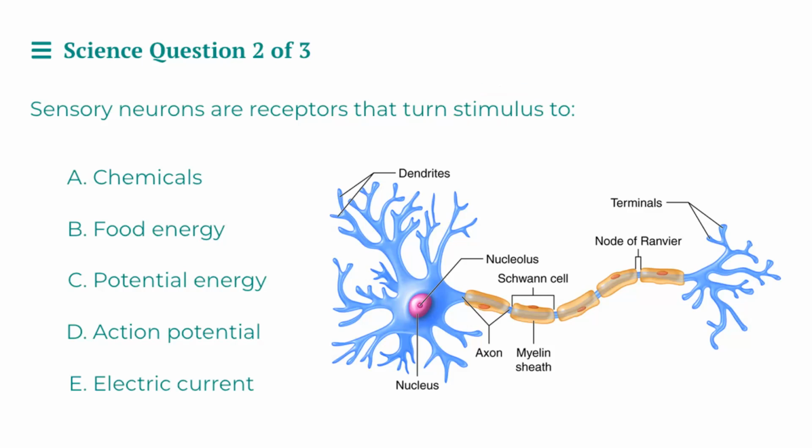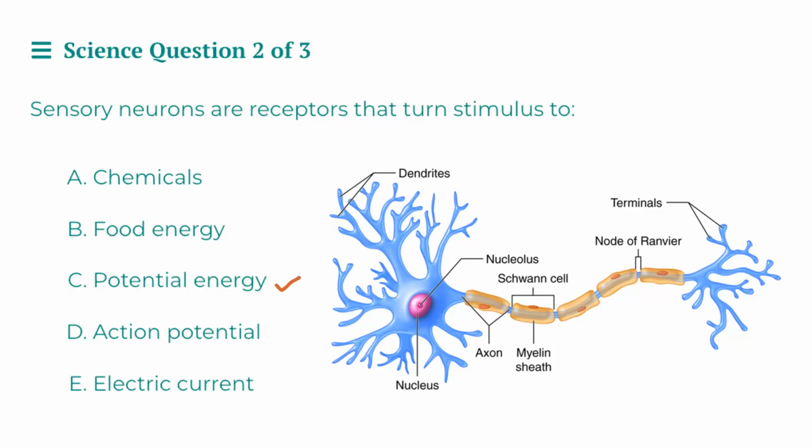So let's consider our options. Starting with chemicals. Now, those receptors may receive a chemical input that results in the conversion of a stimulus to something else, but chemicals are not what that stimulus is converted into. So A is not our correct answer. Then we have B, food energy. Now, unsurprisingly, food energy will come from food. It will not come from a conversion of stimulus to a different signal by sensory neurons. So B is also not our correct answer.